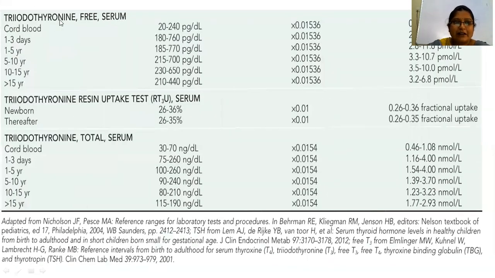And then triiodothyronine free: at birth it is 20 to 240, and then it reaches a maximum of 180 to 760, and afterwards it decreases. Reverse triiodothyronine is higher during the intrauterine period, and from birth it decreases. Triiodothyronine total is 30 to 70 nanogram per deciliter at birth, and then T3 levels increase.